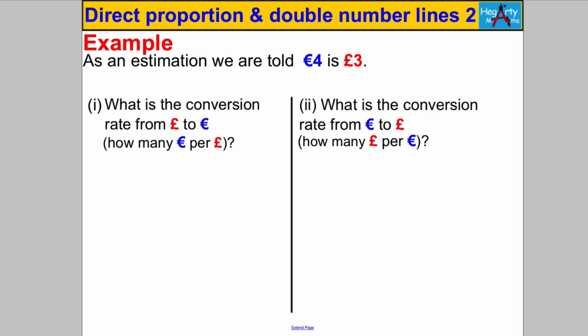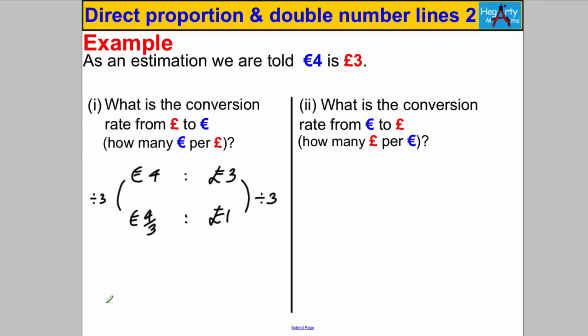Pause the video and have a go at this question. We are told that €4 is £3, so I'm just going to write here €4 to £3. I want the conversion rate from pounds to euros, i.e. how many euros per pound, okay? So I want the pound number to be 1. How do I do that? I divide by 3. So what am I going to do to the euro number? I'm going to divide by 3 as well, and I'm going to get 4/3 of a euro.